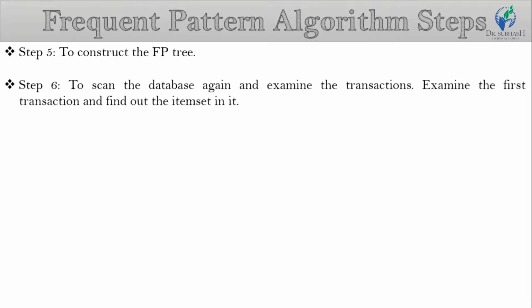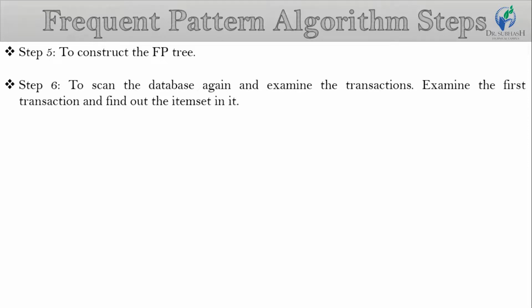Now, next step is to scan the database again and examine the transactions. Examine the first transaction and find out the item set in it. The item set with the maximum count is taken at the top, the next item set with lower count, and so on. It means that the branch of the tree is constructed with transaction item sets in descending order of count.